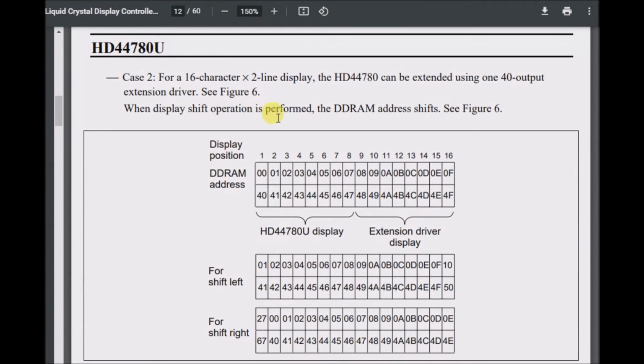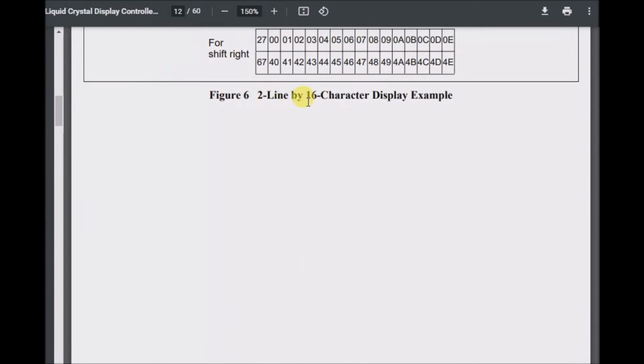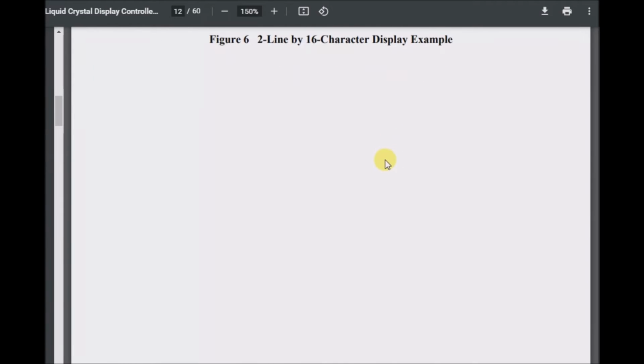Case 2: for a 16-character by 2 display, the HD44780 can be extended using a 40 output extension driver. See Figure 6. When display shift operation is performed, the DDRAM address shifts. See Figure 6. Display position, DDRAM address. HD44780U display, extension driver display. 4 shift left, 4 shift right. 2-line by 16-character display example.